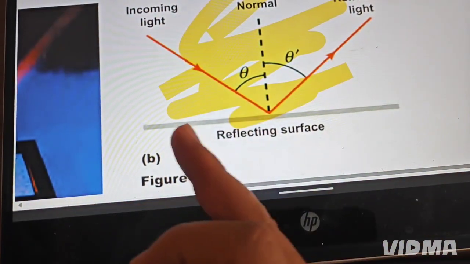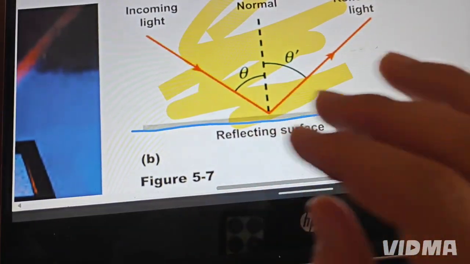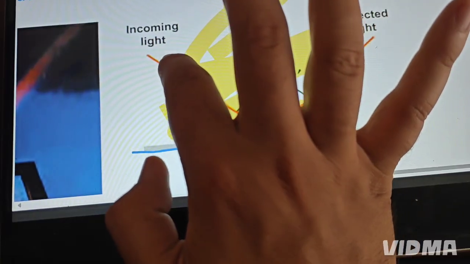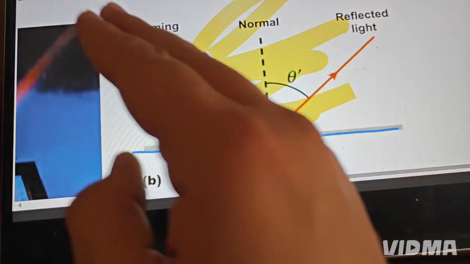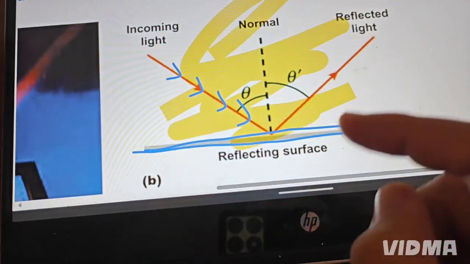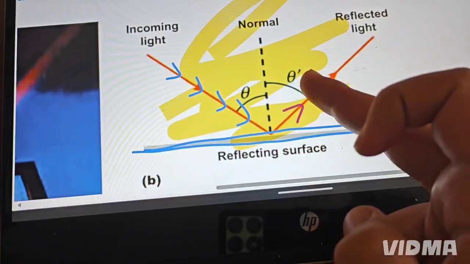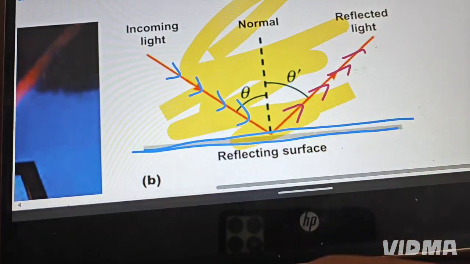For example, we have this smooth surface. The surface must be smooth, and this is the incoming light. The incoming light came in that direction. We know that when the light comes and hits this surface, it is going to be reflected. So this is the incoming light, and this is the reflected light.